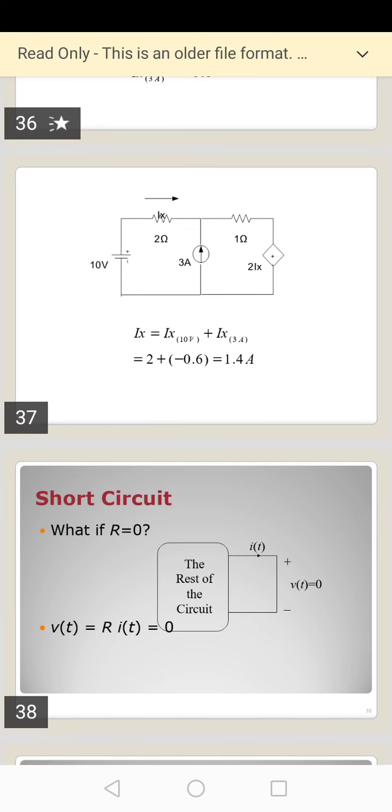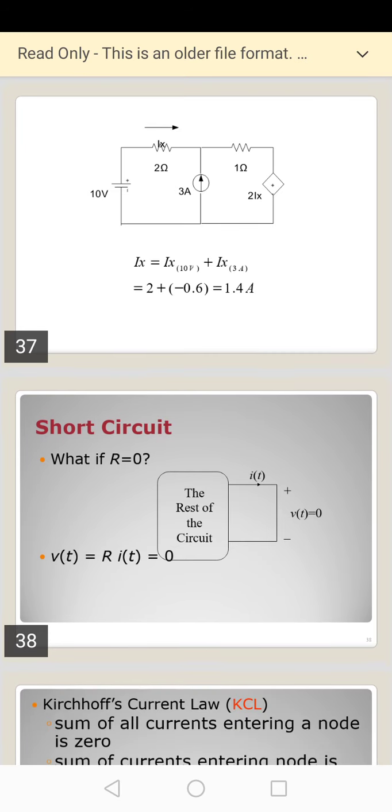Short circuit: what if R is equal to 0? V of t is equal to R times I of t, equal to 0, for the rest of the circuit.